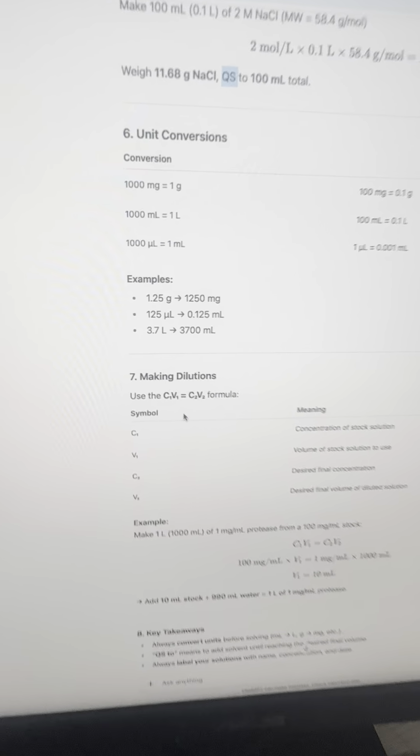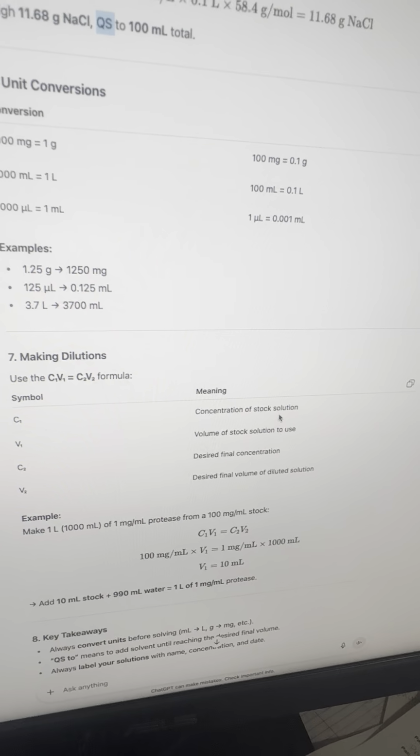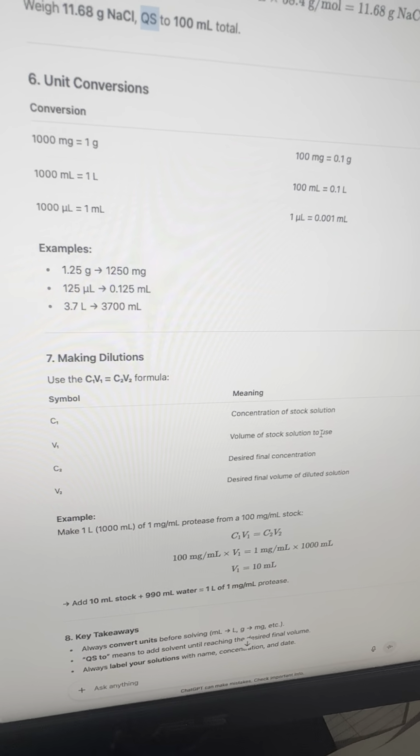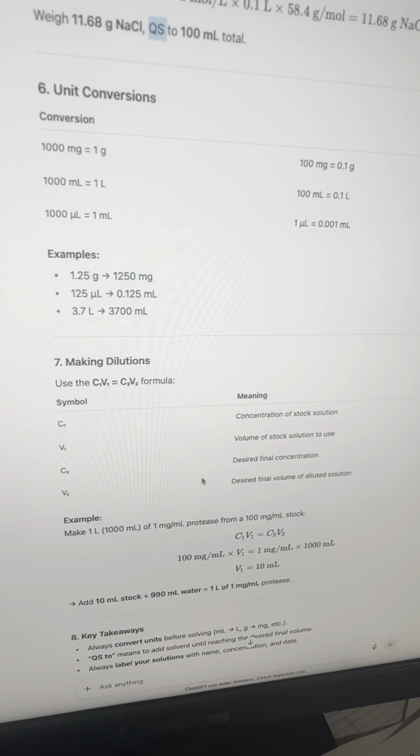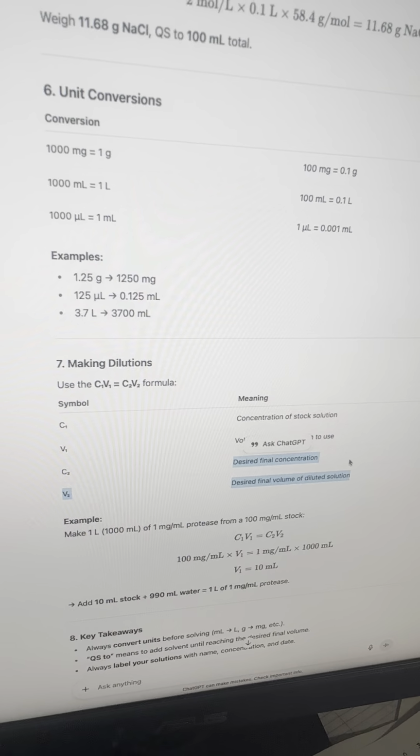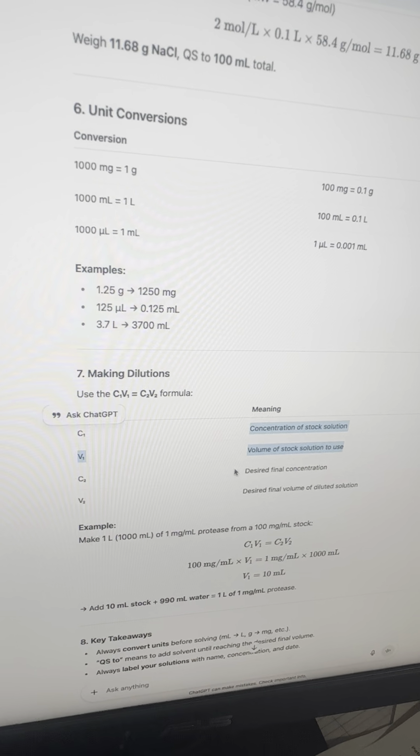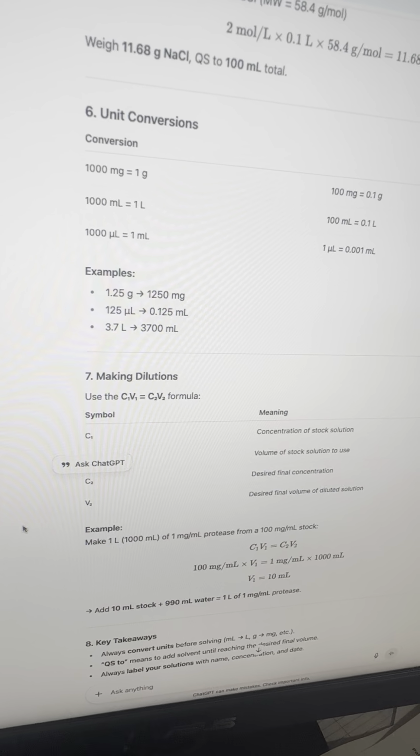And then let's see. C1 is the concentration of stock solution, and V1 is the volume of stock solution you use. And C2 and V2 are basically what the desired are. So this is what you start with, and this is the desired. Okay, simple as that, right?